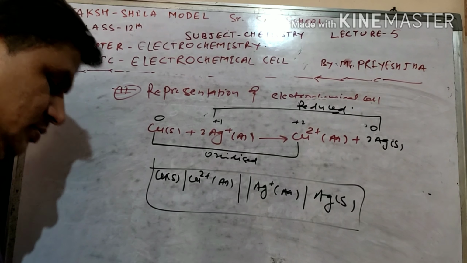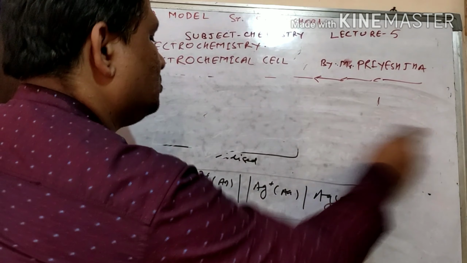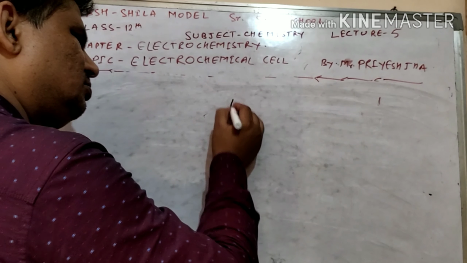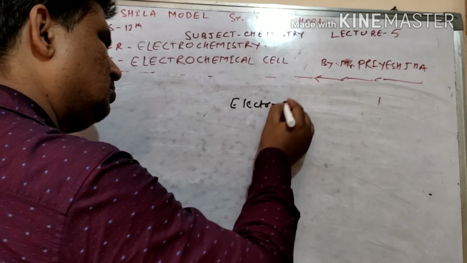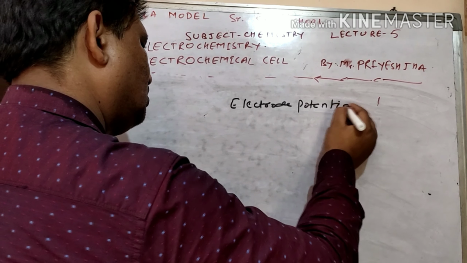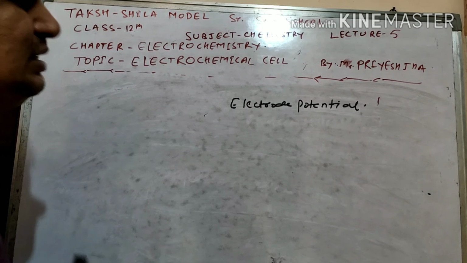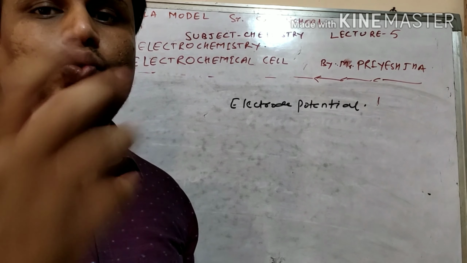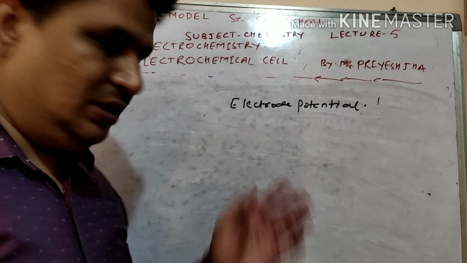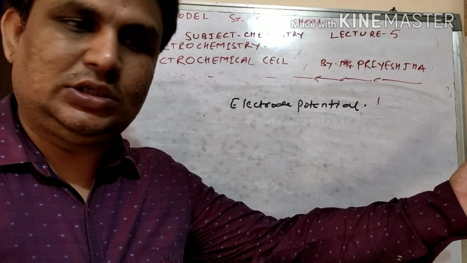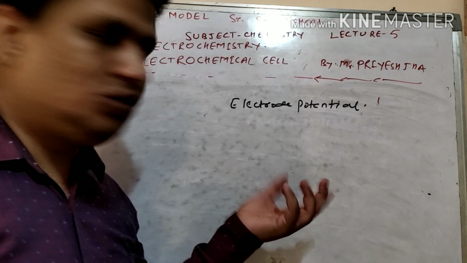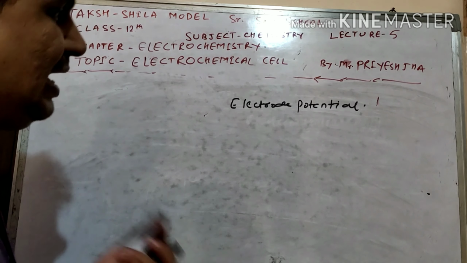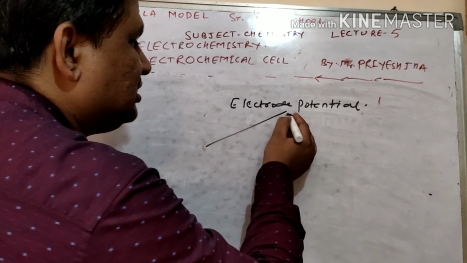Okay. Next one is electrode potential. Electrode potential is generally the tendency of any electrode to lose or gain electrons. In the electrochemical sense, one electrode loses electrons and another gains electrons. And this electrode potential is generally divided into two parts.